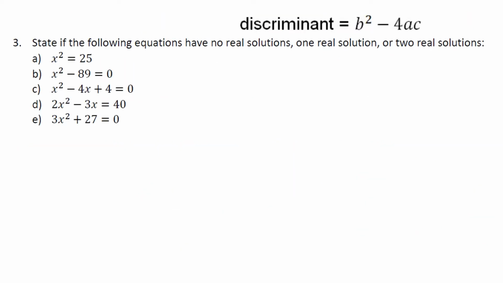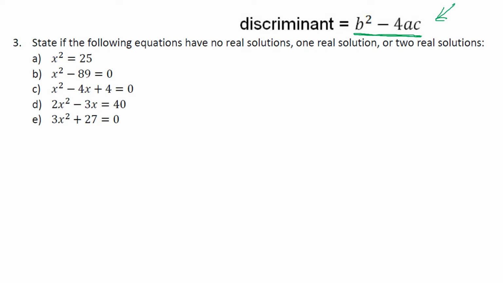Next, number 3, it says, state if the following equations have no real solution, one real solution, or two real solutions. And so on a test, you would not be given this formula right here. You would have to know that, okay, if they want me to find the number of solutions, I need to use a discriminant. And remember, the discriminant is the piece that is under the radical of the quadratic formula.